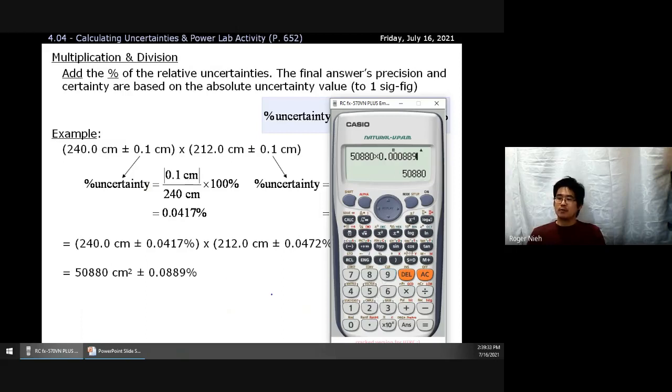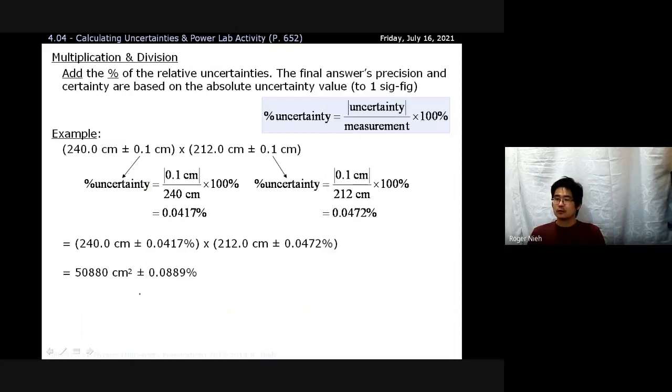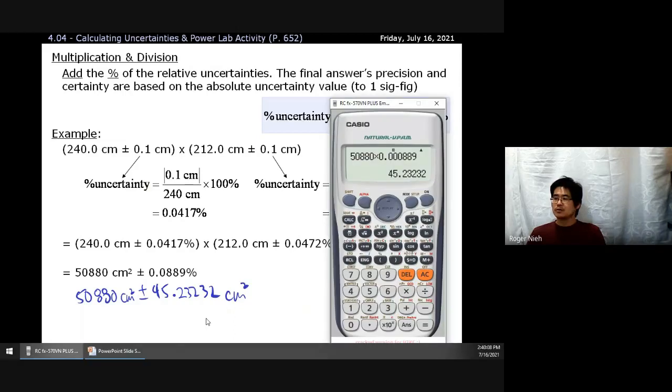0.000889. Remember that this is a percentage over here, so we need to convert it into a decimal by dividing by 100. That's why I had to add 2 extra zeros up here. So 50,880 times this as a decimal value, not a percentage value, gives us a measurement of 45.23232. So 50,880 centimeters squared plus minus 45.23232 centimeters squared, or something crazy like that.